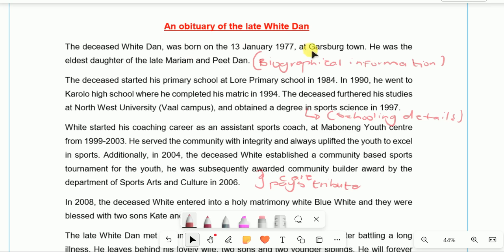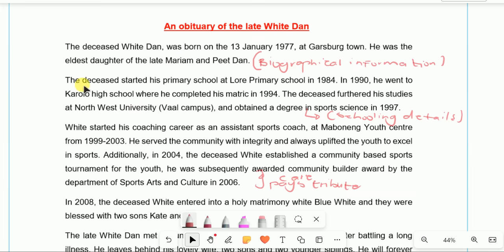He was born in 1987 at Karlsburg town. It's always important to also note the place where the deceased was born. And then he was the eldest daughter of the late Miriam and Pete Den. So biographical information means that it details the deceased's date of birth, place of birth, and the parents, as well as whether he was the only child, the eldest, the youngest or the middle child. So that will encapsulate the biographical information. For me, paragraph 1, I will dedicate to biographical information.